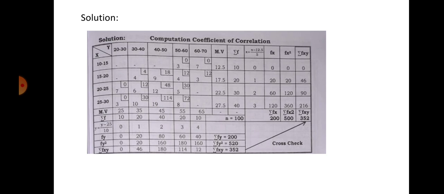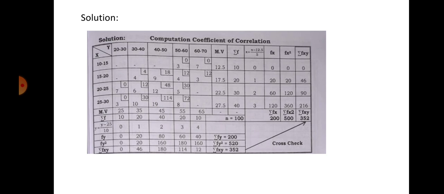What is that MV? MV are the midpoints of the class intervals. Now I come to this. First, 10 plus 15 by 2, 25 by 2, which is 12.5. Next, 15 plus 20 by 2 is 17.5, the second mid value of the class interval. 20 plus 25 by 2 is 22.5. 25 plus 30 by 2 is 27.5.